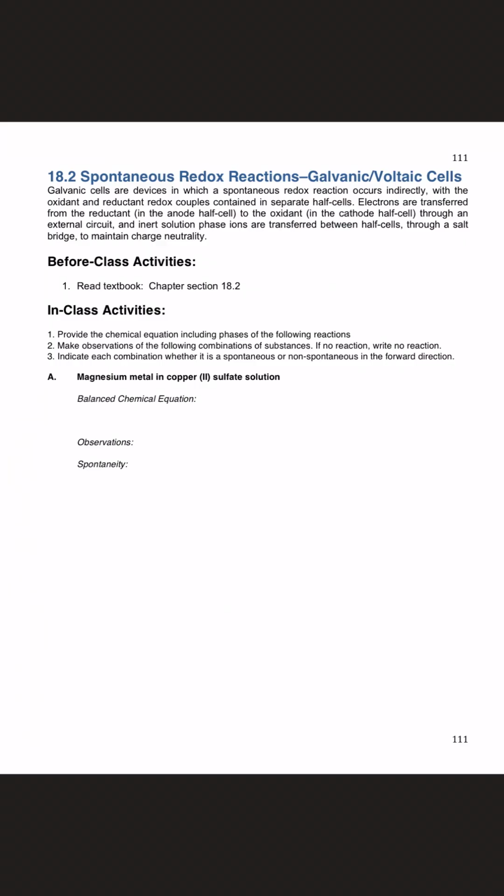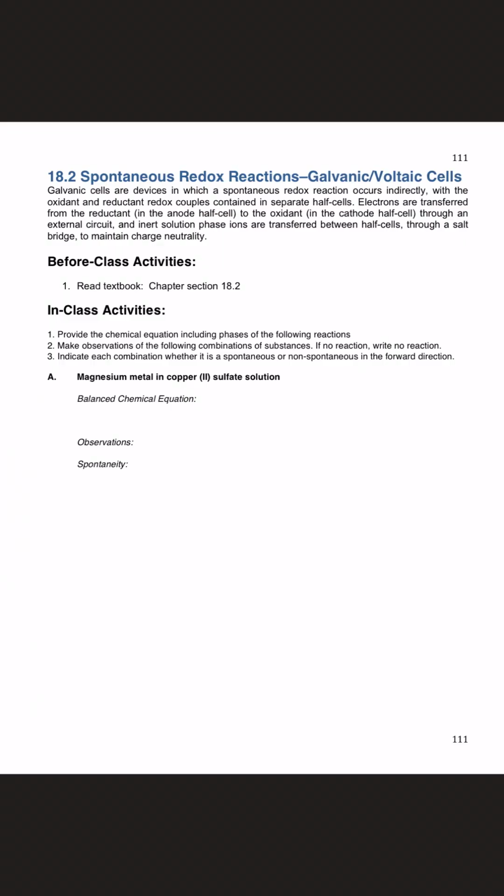In this video, we will take a look at different reactions between metals and different solutions. We are going to write the balanced chemical equation and observe what is happening when you react different metals with different solutions, and we will also predict the spontaneity of the process as well. Let's take a look at example A.